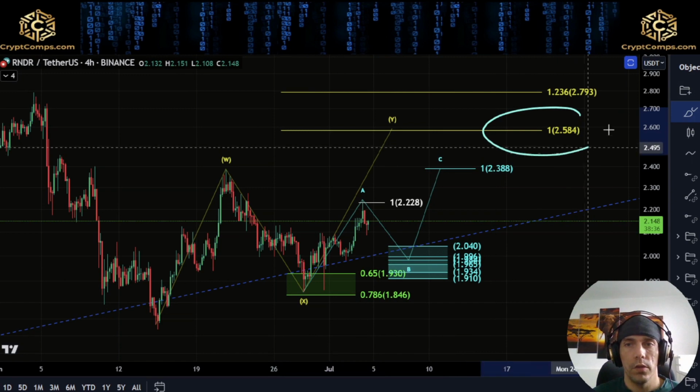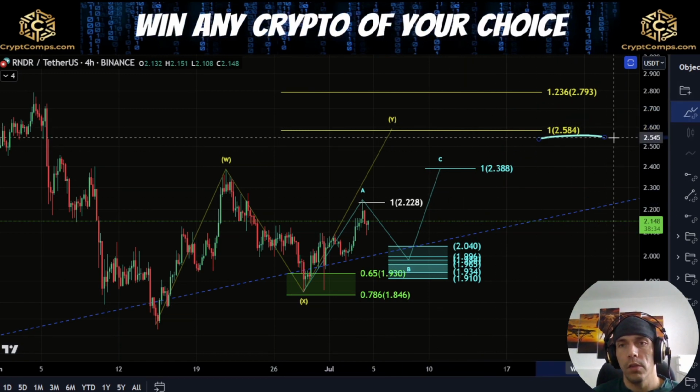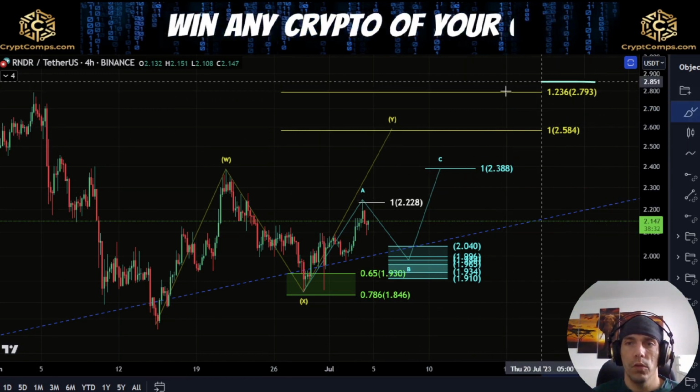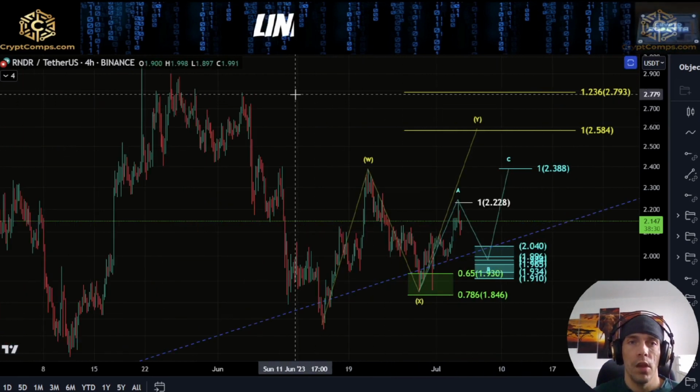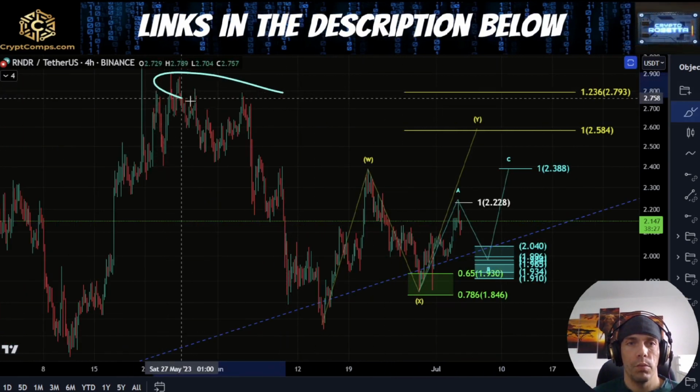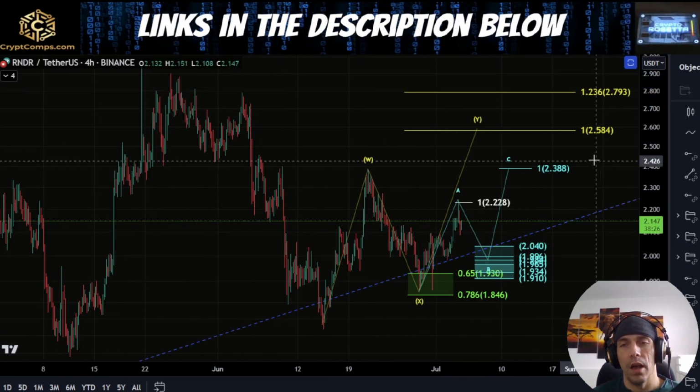Now, the one-to-one of this W wave is actually here at this $2.58, and then we also have this area of this 1236, which would be very interesting to me because it would be bringing us back into the range of some of these highs up here.